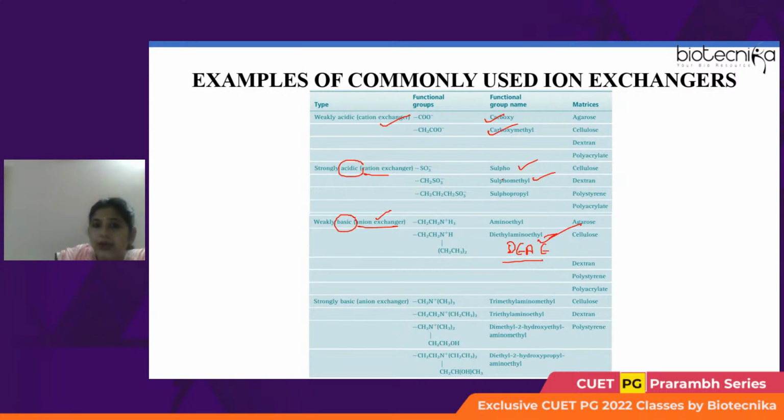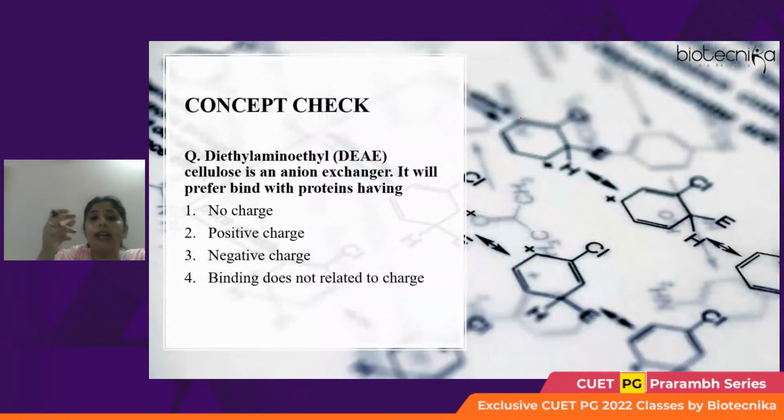And why I'm asking you to learn the examples, not the entire table? You don't have to learn the entire table, a few examples you can learn. Because I specifically mentioned DEAE, you have to learn. Carboxymethyl you have to learn. Aminoethyl you have to learn. Carboxy you have to learn. Because again we can get a question directly on what type of anion exchangers are used, what they prefer binding with, or they can simply ask you that DEAE is what kind of exchanger, cation exchanger or anion exchanger? Right?